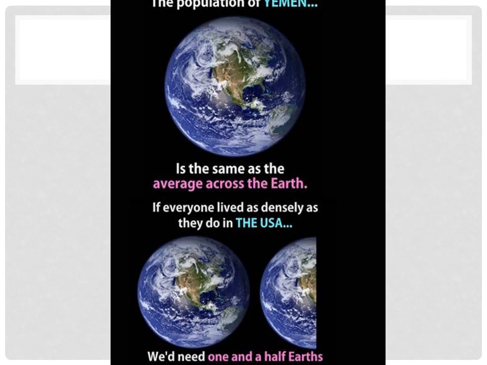Now, changing the scale a little bit. It says the population density of Yemen is the same as the average across Earth, meaning that population density in the country of Yemen is about the same as the global average. And the global number is about 56.63 people per square kilometer.